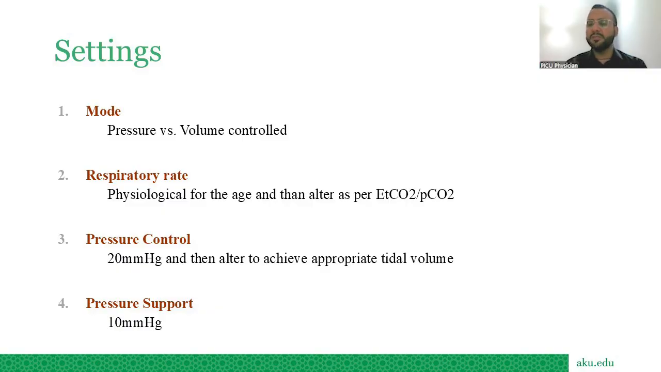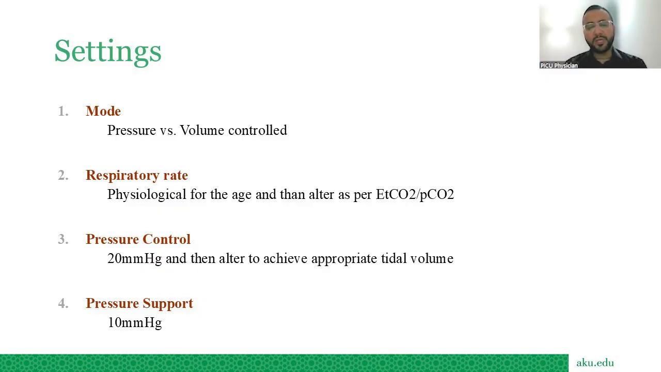Second setting is the respiratory rate. Generally, when we start, in most cases we set the respiratory rate that is appropriate for the patient's physiological age. For example, if he's a 2-year-old, the respiratory rate would be around 35 to 40 per minute according to his physiological age. But this is not always true. In different scenarios, we sometimes have to keep a bit higher or a bit lower respiratory rate. I will not go into details of that. But as a beginning concept, whenever you start ventilation, just set the respiratory rate that is normal for his age, and then you can change it as per the PCO2 in the blood gas.